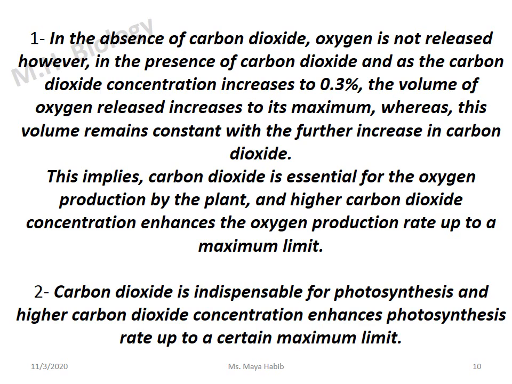Then, we use another comparative connector to show a change in phase, from increasing to constant. So we write, whereas the volume of released oxygen remains constant with a further increase in carbon dioxide. This implies carbon dioxide is essential for the oxygen production by the plant, and higher carbon dioxide concentration enhances the oxygen production rate, up to a maximum limit. For the second question, carbon dioxide is indispensable for photosynthesis, and higher carbon dioxide concentration enhances photosynthesis rate, up to a certain maximum limit.